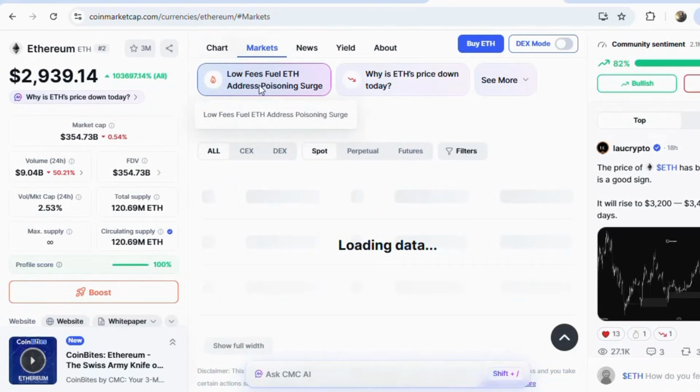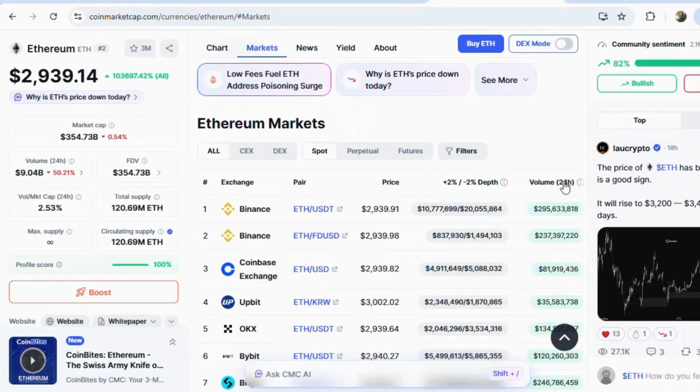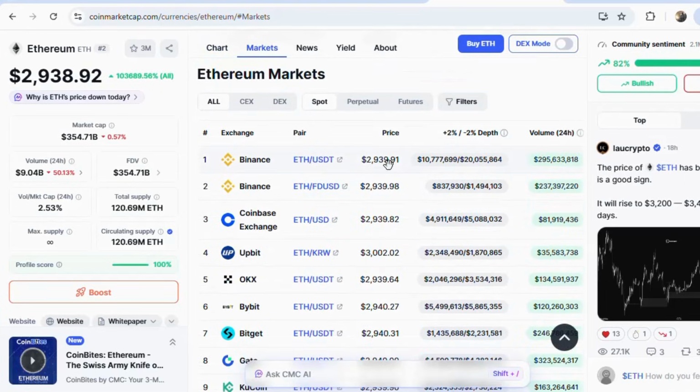When you click on Market, you're going to come down to this area. Now I've shared so much about the market, how they have been massive and all of that. On the market area, you're going to come down to this area where you find plus 2% depth and minus 2% depth. Right, now don't forget at the beginning the price of Ethereum was about 2938. All right, now you can see the plus 2% depth and minus 2% depth. Let me try to explain what it means.